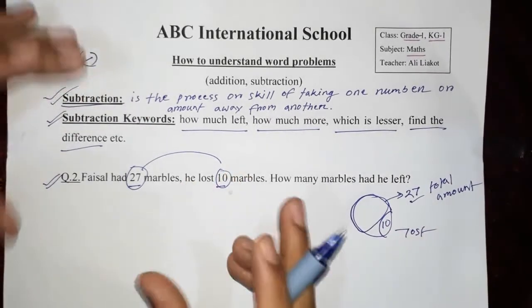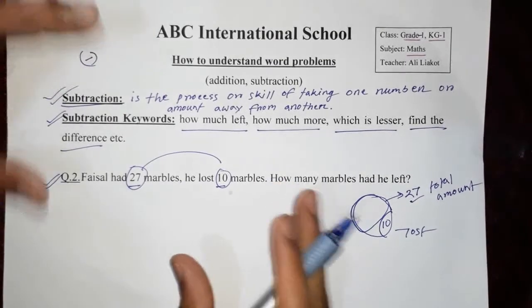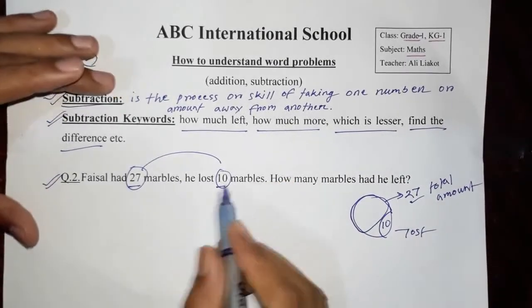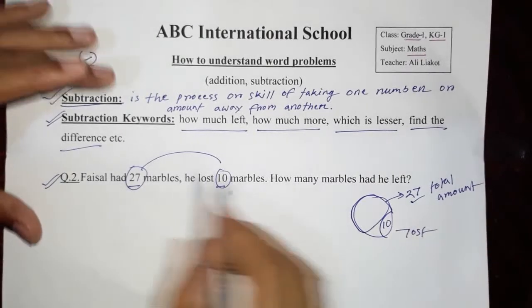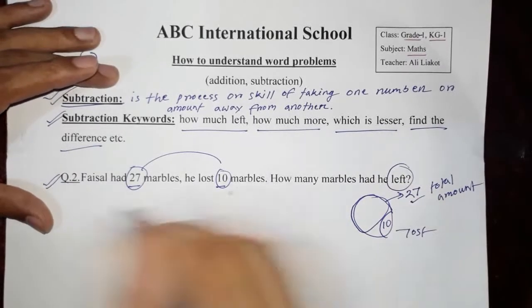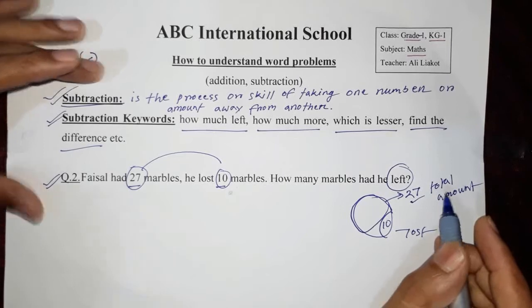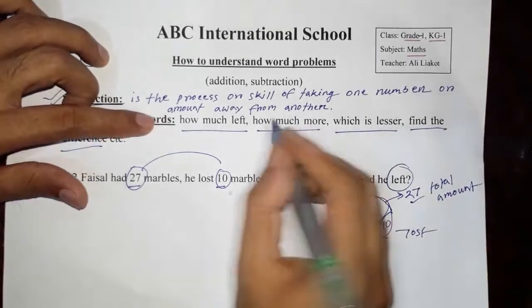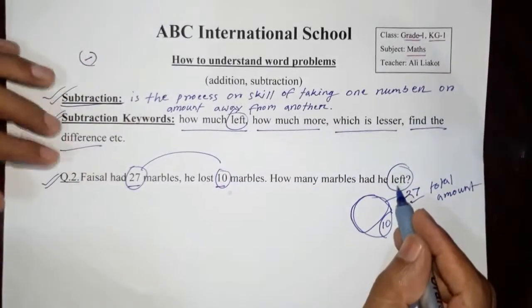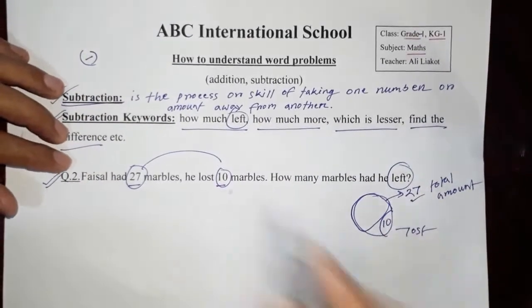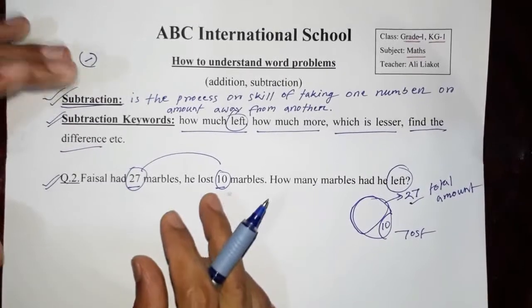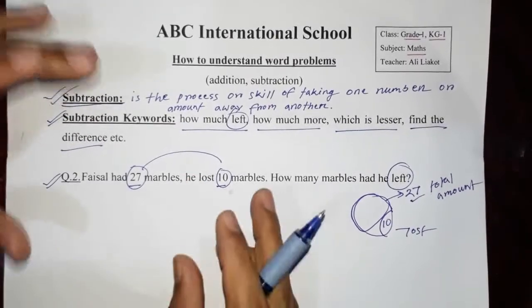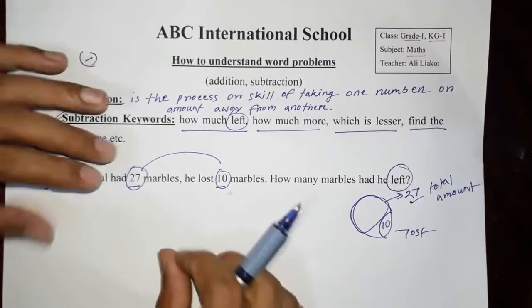Now come to the point. What is the keyword here? Can you find out? Yes, the keyword is left, because in the subtraction keywords we have left. That means left is the keyword here. So whenever the word left comes in the question, that means you have to do subtraction.